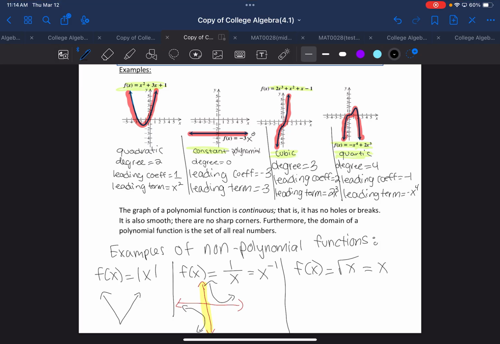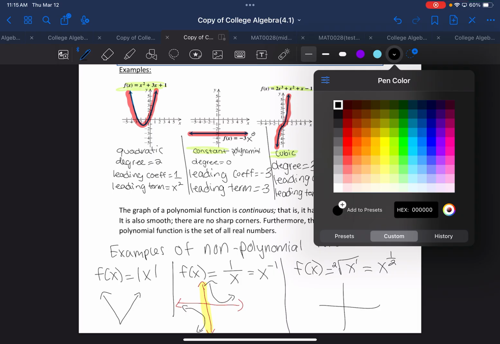How can I rewrite the square root of x with an exponent? X times X? No. X squared. We did talk about this when we talked about radical properties. This is the square root. Technically, there's a 2 there and a 1 here. So this has a fraction exponent, x to the 1/2. Exactly. So this is not a polynomial function because the exponent is not a whole number.